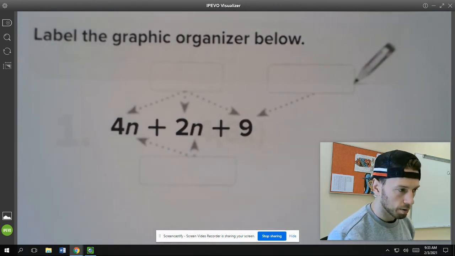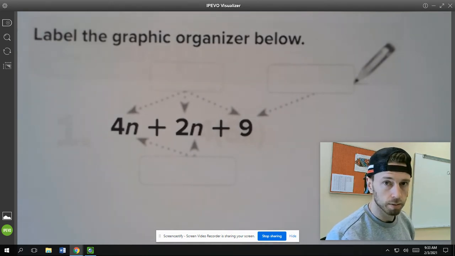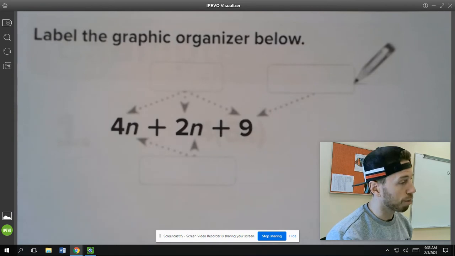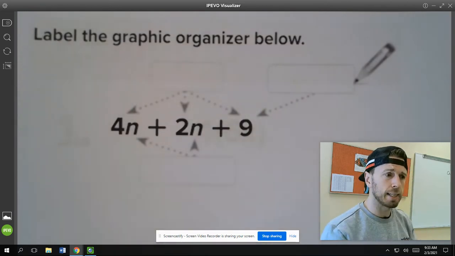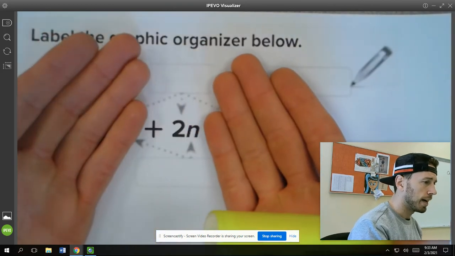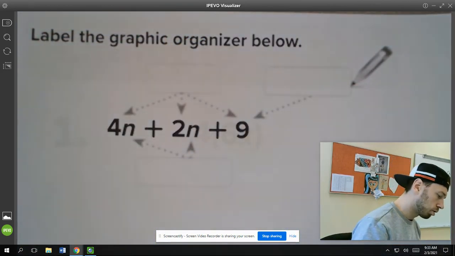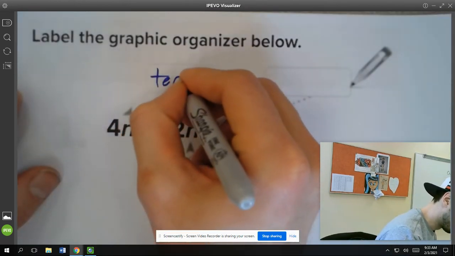If you said 28, you are wrong. It's definitely not 28. It's 3. There are 3 terms in this expression. Remember, anything separated by addition or subtraction. There's a 4n, there's a 2n, and there's a 9. We call those terms, and there's 3 of them.